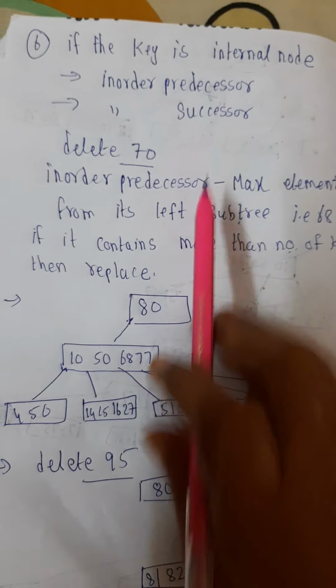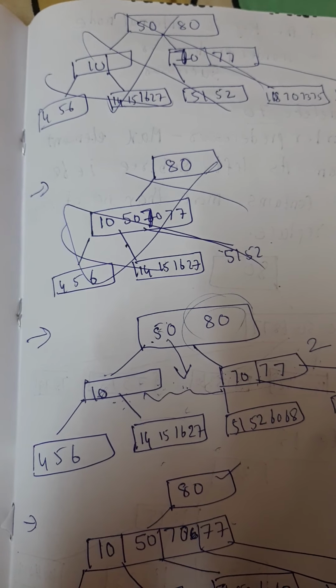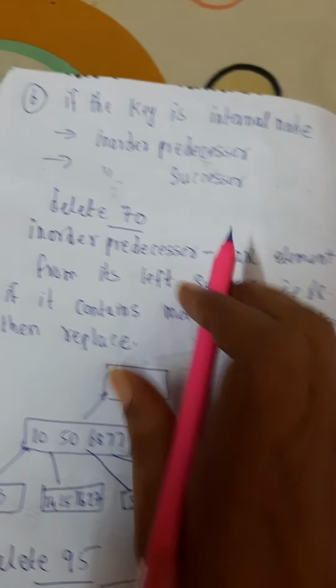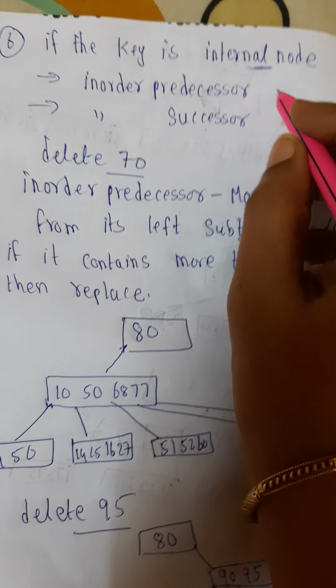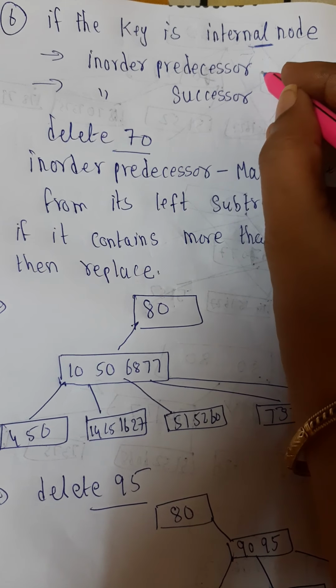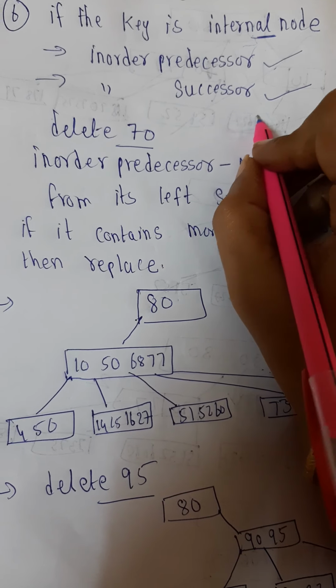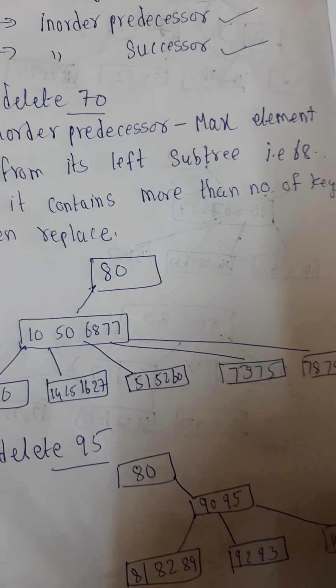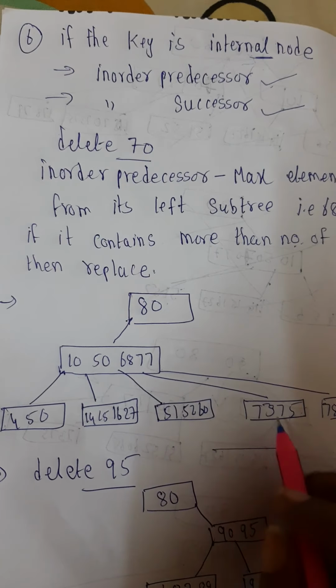Now, all these are the cases up to now we have seen, all the different cases. Now we will check another case. If you want to delete a key in an internal node, then we have to go with the in-order predecessor or we have to go with the in-order successor. Like I'll take this tree. This is the tree you have.